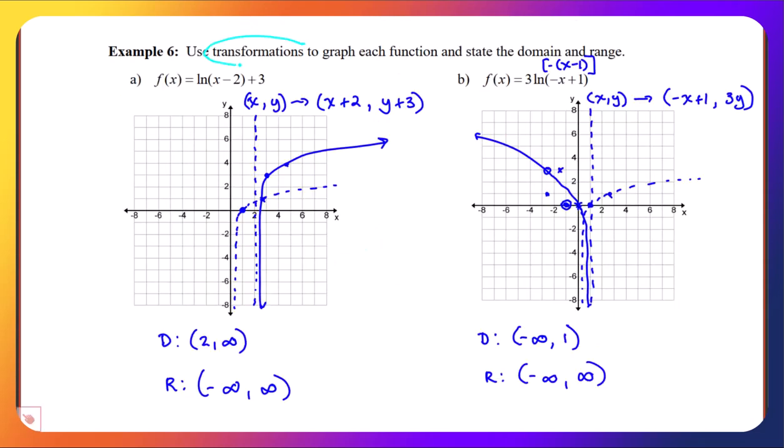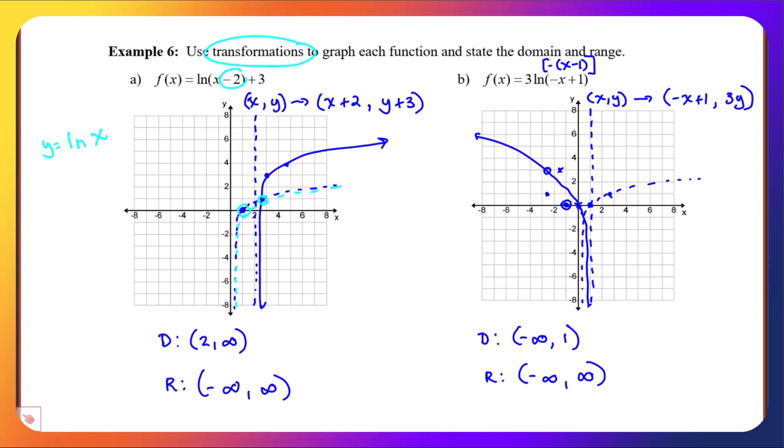Again, using transformations, we have our base graph of y equals ln of x, or natural log of x. We have our (1, 0) point, and we have our (2.71, 1) point. That's our base. e is about 2.7. So this is our basic graph.